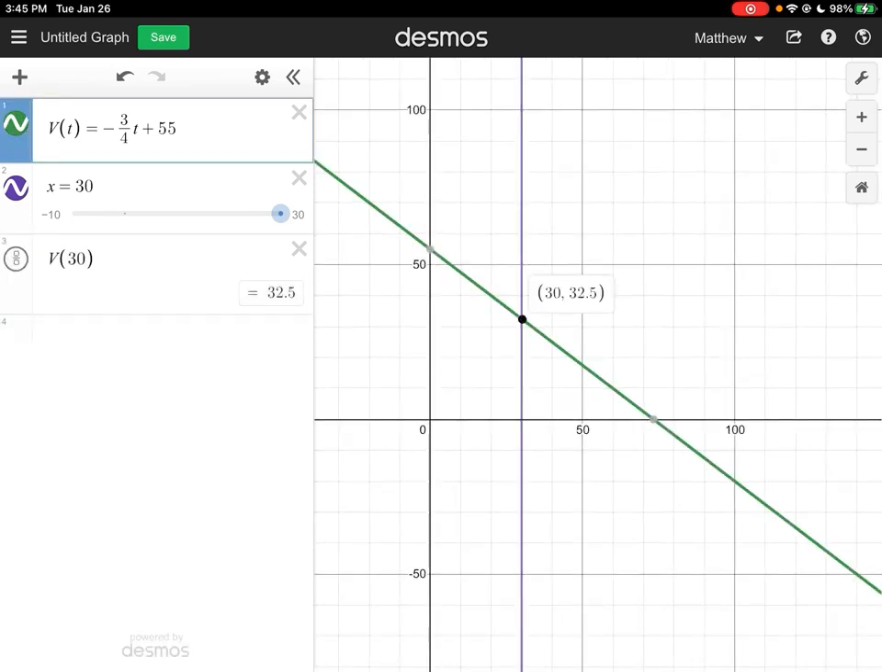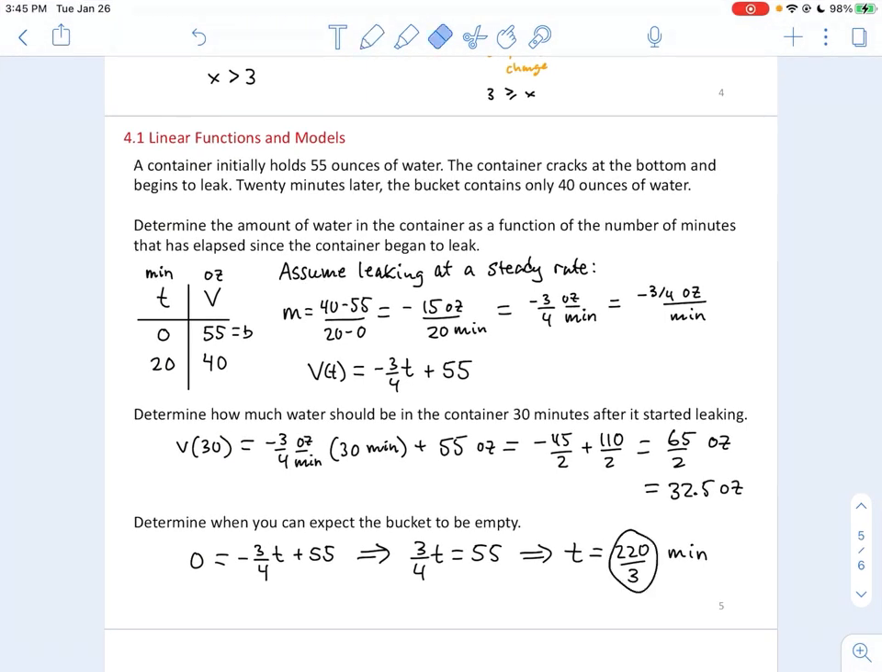And then when do we expect the volume to be 0? That's going to be this intercept over here. 73.3 repeating, essentially, which is exactly what this 220 divided by 3 is, so approximately 73.3 minutes.